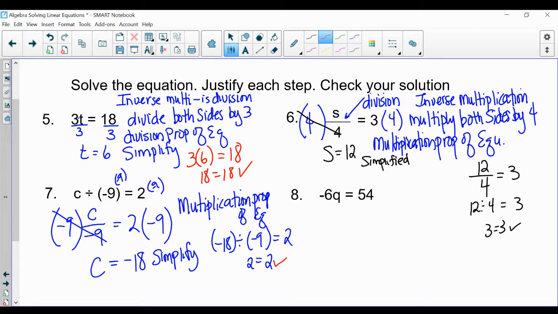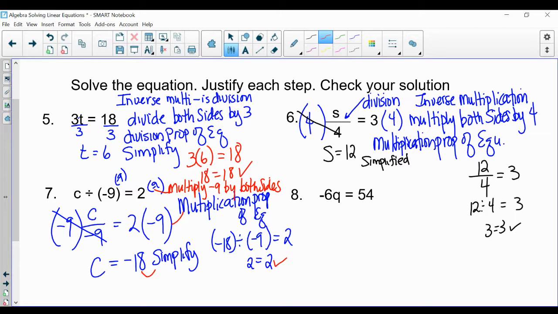So what I did up here is I multiplied both sides by negative 9. It's the multiplication property of equality, and then I just simplified. All right, our last one here.